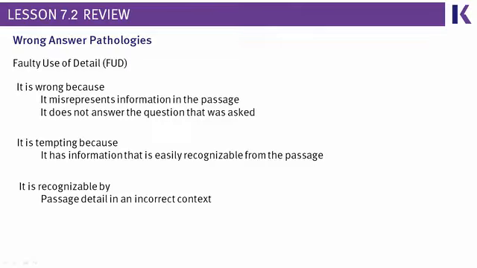The first was faulty use of detail, which is tempting because it'll be something that you remember. You'll recognize it from the passage, but the answer choice will be using it wrong. Maybe it's something from the wrong paragraph or the wrong sentence, or used for a different reason than the answer choice is trying to suggest.